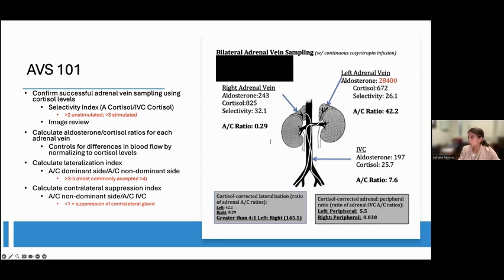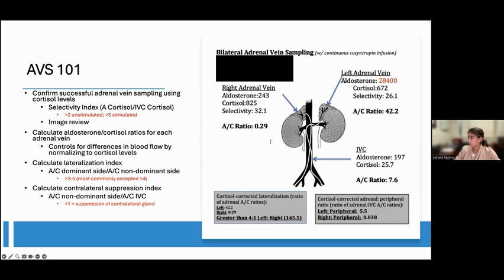The lateralization index is a ratio of ratios. So you need to calculate the aldosterone to cortisol ratio for each adrenal vein. The lateralization index is then the ratio of the dominant side over the non-dominant side. Accepted values for lateralization can vary, but the most commonly used is greater than 4. Suppression of the contralateral gland can also be calculated by simply flipping the ratios, with a value of less than 1 indicative of suppression. So that would be the non-dominant over the dominant ratios.